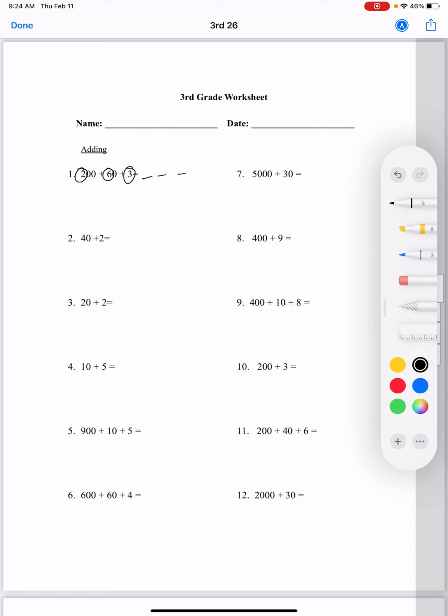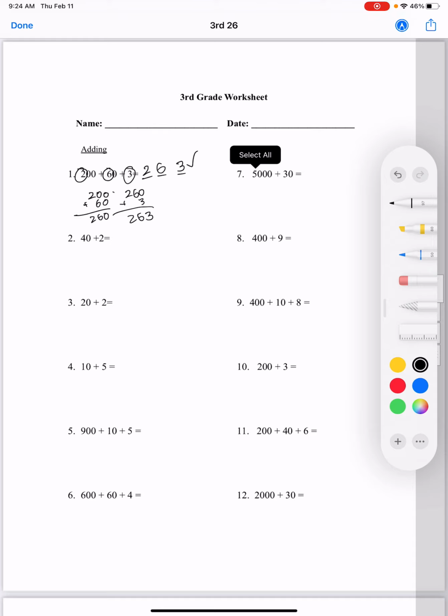So if you have a 3-digit number, then the 2 would go into the hundreds place, the 6 would go into the tens place, and the 3 would go into the ones place. You can check by actually adding them all up together. 200 plus 60 is 260. 260 plus 3 equals 263, so you know that your answer is correct.